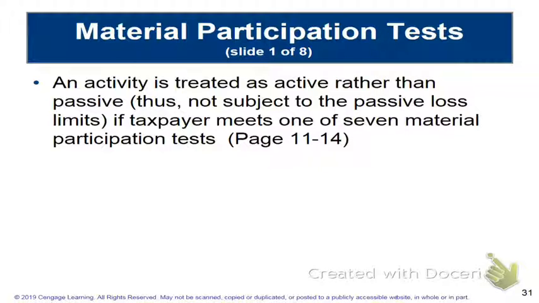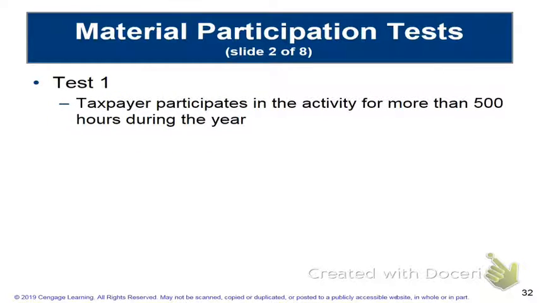So on 1114, it's concept summary 2. There are 7. If you meet one of them, then you're materially participating. So that's not subject to passive. So the first one, do work: you materially participate for more than 500 hours in a year.